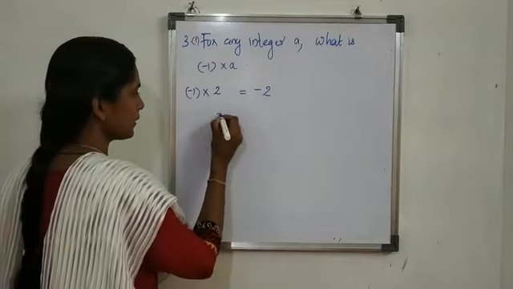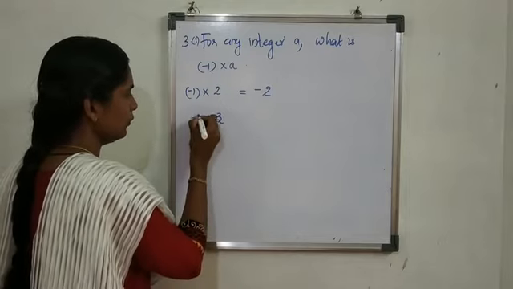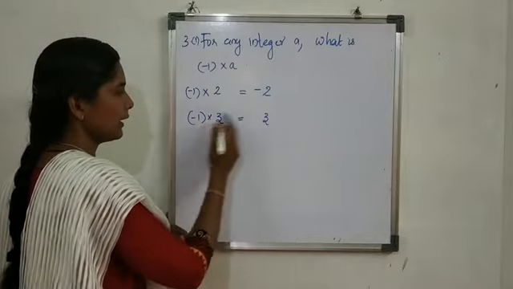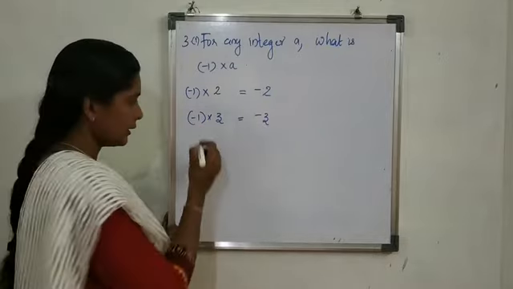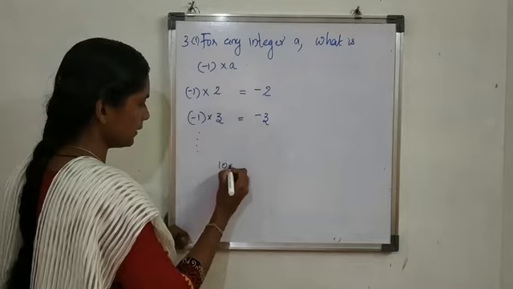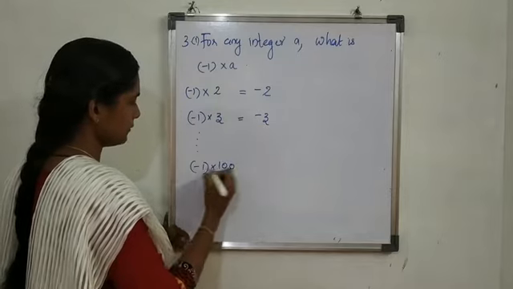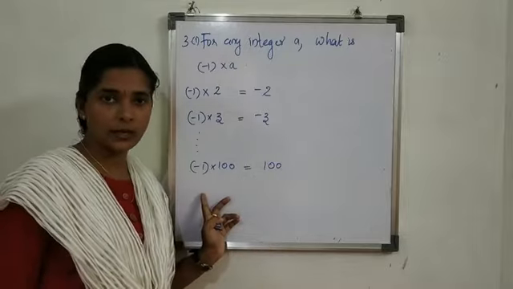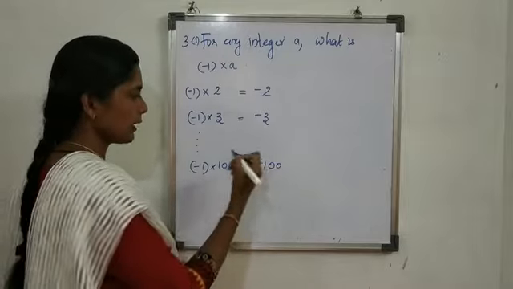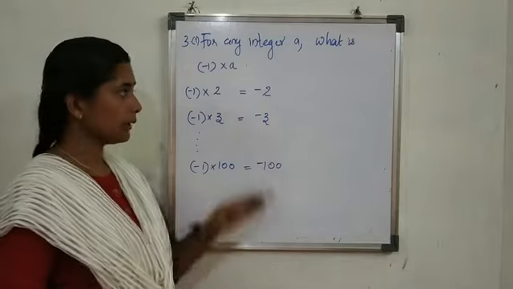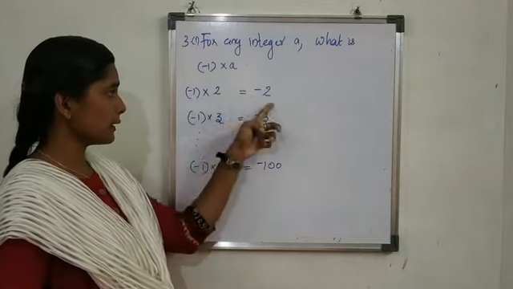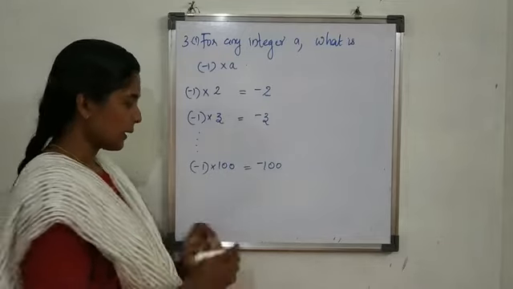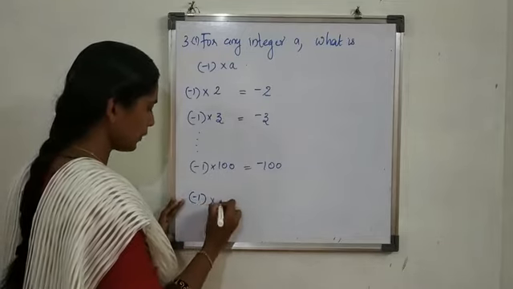Okay, next integer we can write 3. 3 into minus 1, or minus 1 into 3, is 3 into 1, which is 3, and 1 negative integer, therefore the answer is negative. Etcetera. If I take 100, minus 1 into 100 is 1 into 100, 100, then 1 negative sign. Therefore the answer is minus 100. That is, minus 1 into 2 is minus 2, minus 1 into 3 is minus 3, minus 1 into 100 is minus 100.